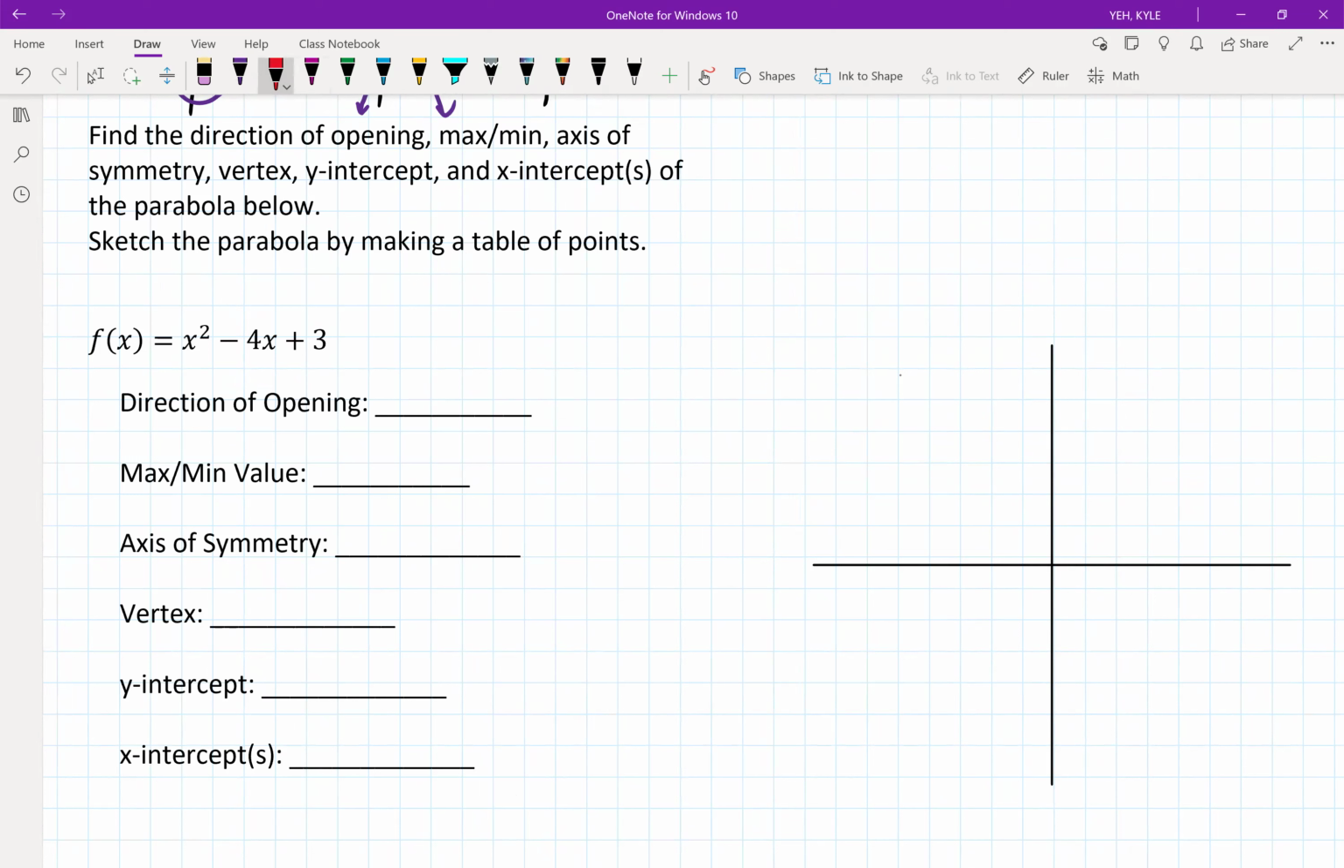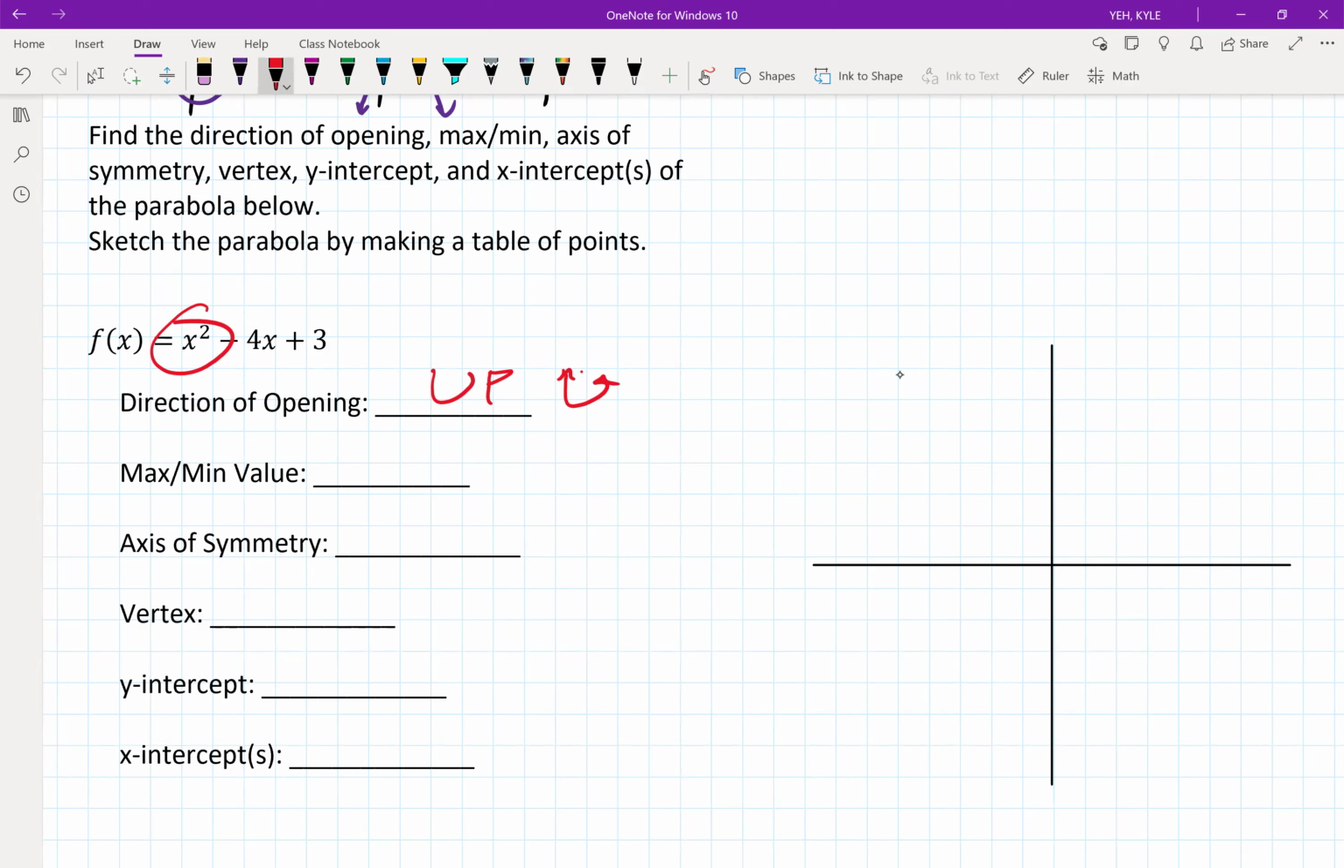Now, direction of opening, we don't have to do too much for. We have positive x squareds, positive 1 to be precise, a is 1. And if the a value is positive, I know that I'm going to be opening upwards because positive people smile. So I'm going to make a tiny little sketch here. I know it's going to look something like that.